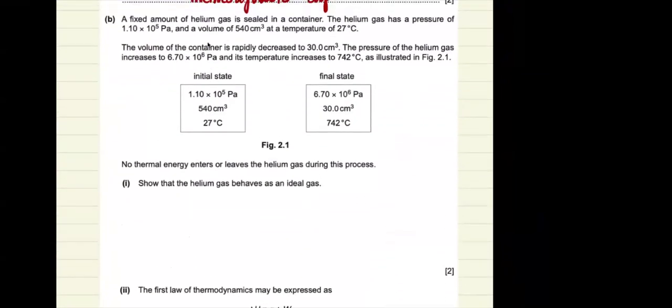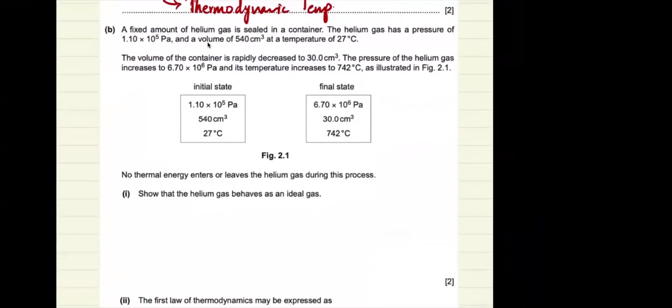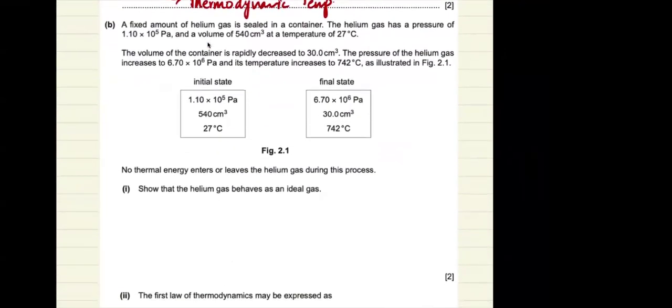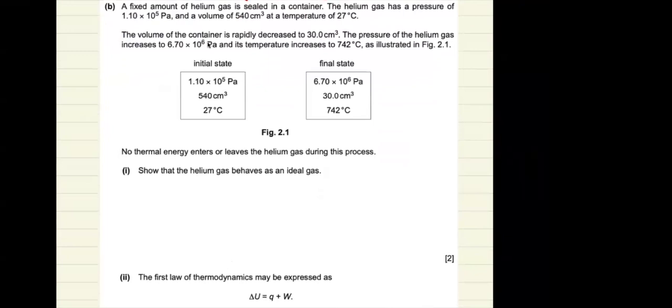So the first part in here is not really difficult. No thermal energy enters or leaves the helium gas. I guess we've also done this in one of our more recent live sessions, but I still put it in here because the later parts are good. So show that this is an ideal gas. You just show that PV over T is constant for both of these stages. When doing the calculations, do make sure that your temperature is converted to Kelvin.